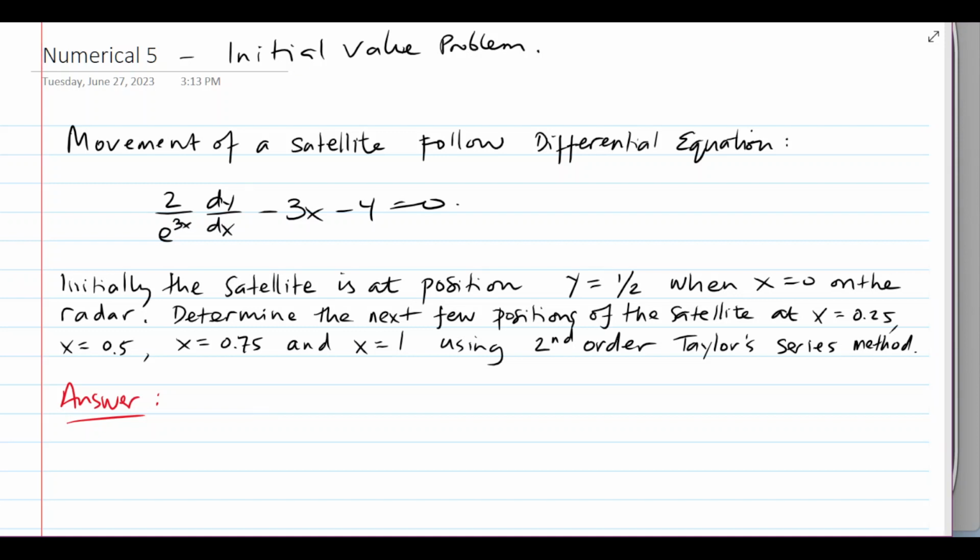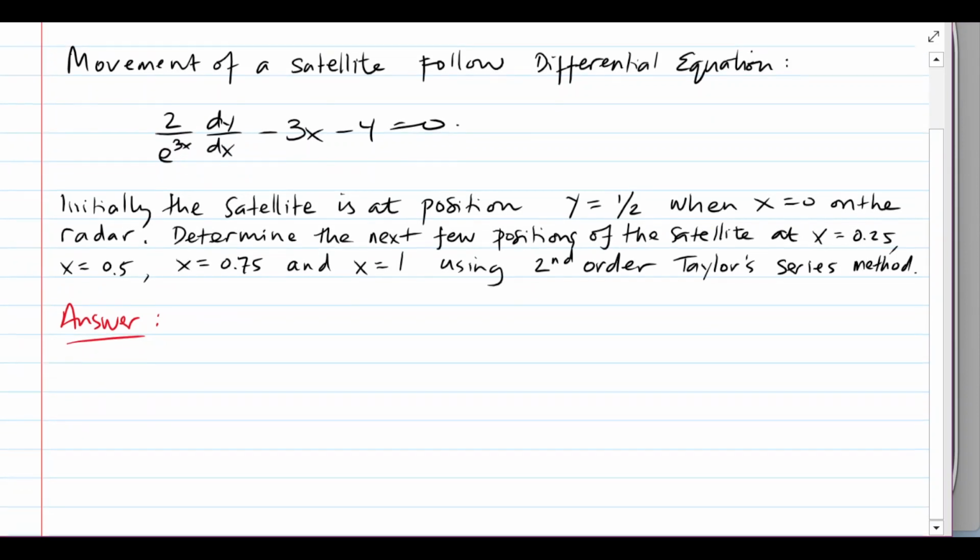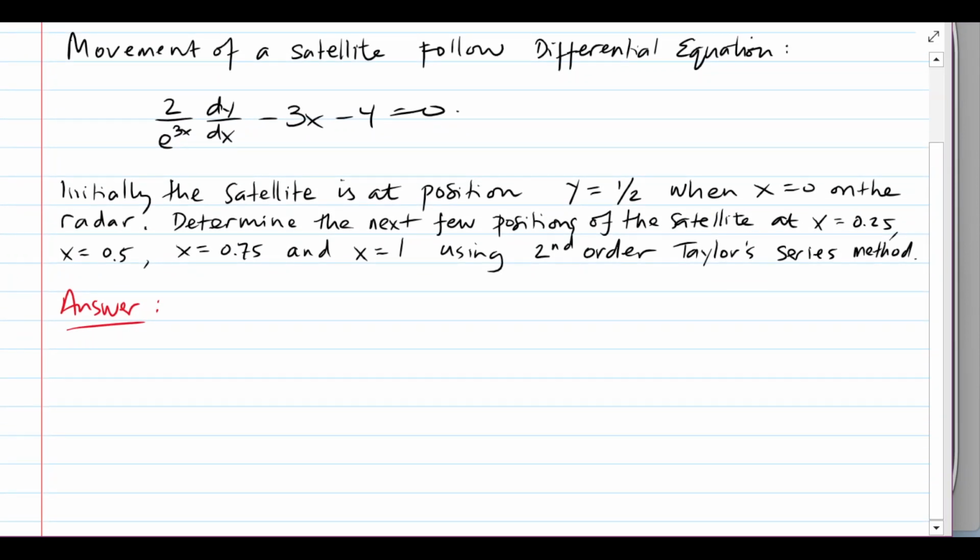So let's try to answer this question, guys. So we have our initial problem. Just write down here the initial position if you like. The initial position of the object, in this case the satellite, at x equals 0 is half.